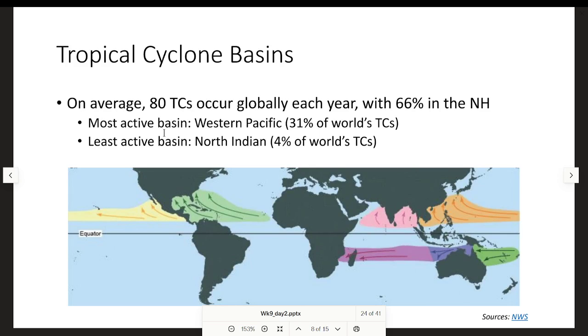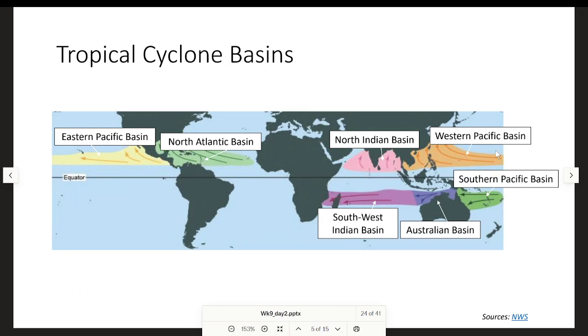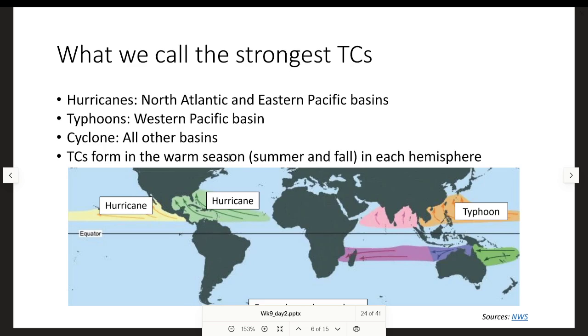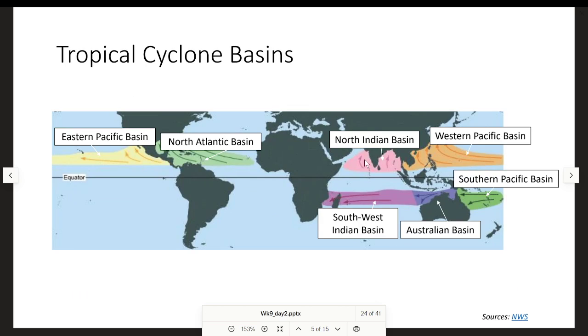On average, 80 tropical cyclones occur globally each year, with 66% of them occurring in the northern hemisphere. And the most active basin is the Western Pacific, and the least active basin is the North Indian. So let's look really fast. Western Pacific right here. So yeah, you get a lot of typhoons and stuff. I think they're typhoons forming right here. This is the most active. And then, what's the least active one? North Indian. So, right here. So, you get less of them right here.